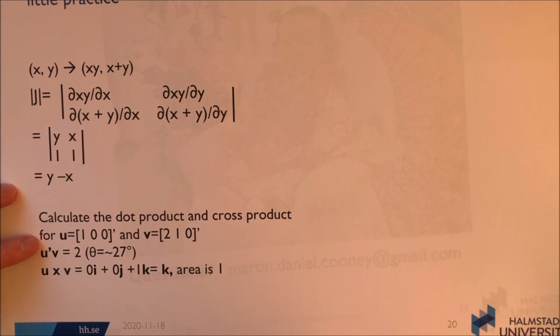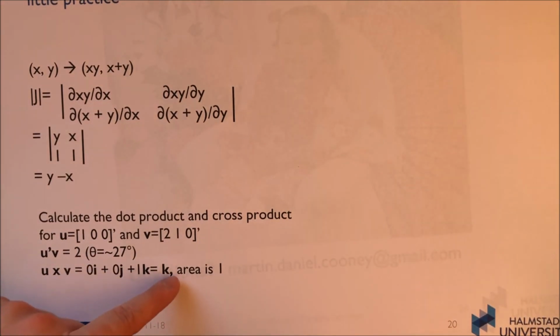Okay, dot product and cross product. So here I've calculated the dot product and also the angle, and the cross product will give you k with area 1.